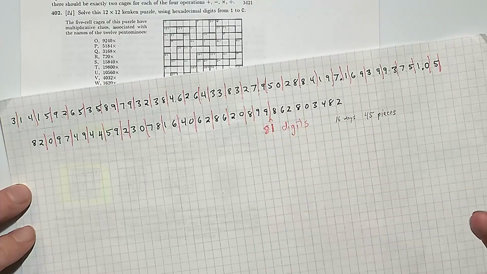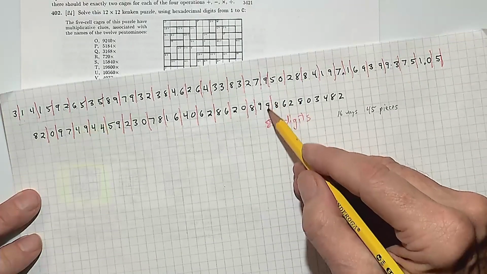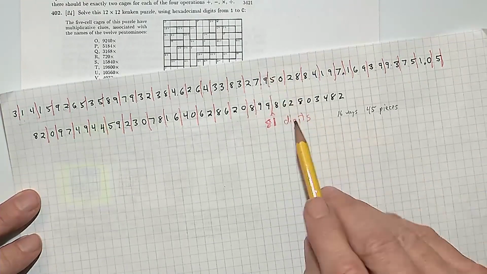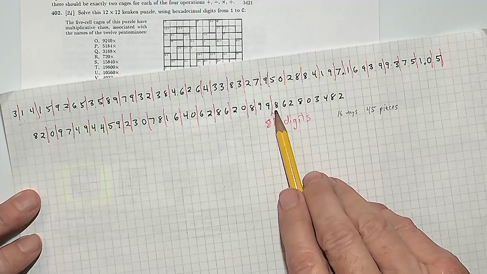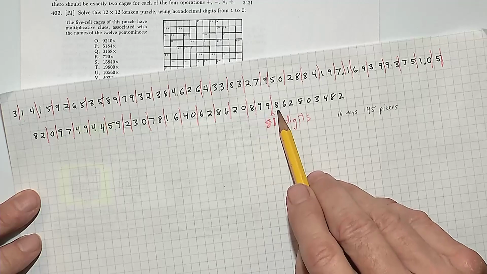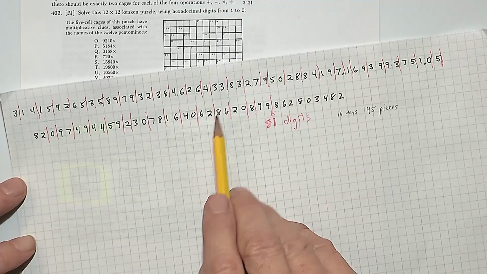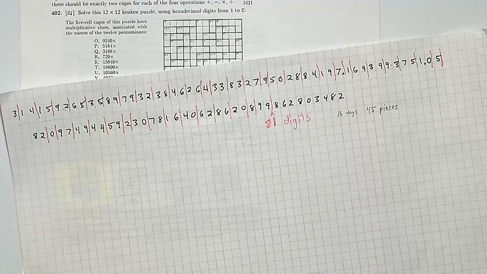But after this, I'm out of luck because I've already used the 9 somewhere up here, and the 8, 98. The 8 is already used, and so is 86, over here somewhere. Yeah, 86. So I'm stuck at this point.